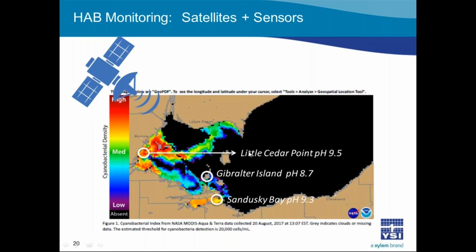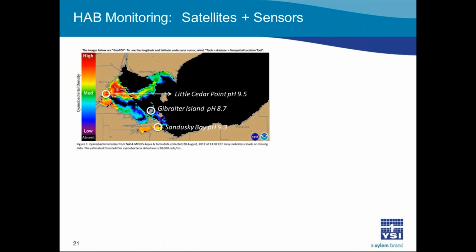And if we look at these three sites, we have a site that really doesn't have a lot of algae at all, a site that appears to have quite a bit, and then a really hot site near Little Cedar Point. And we have gotten pH data off of fixed buoys that were at those sites. But let's look at what else those buoy data are telling us.